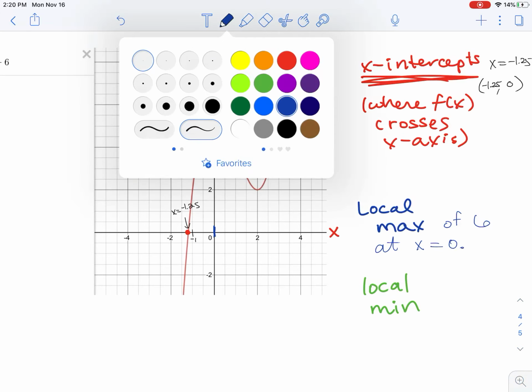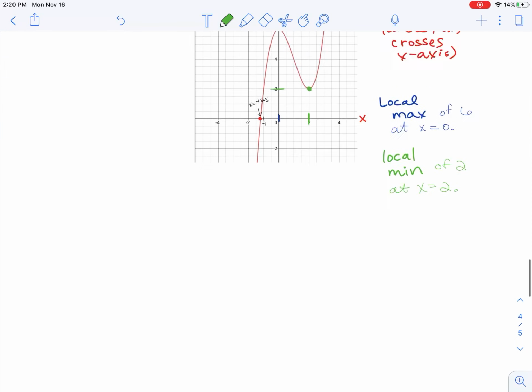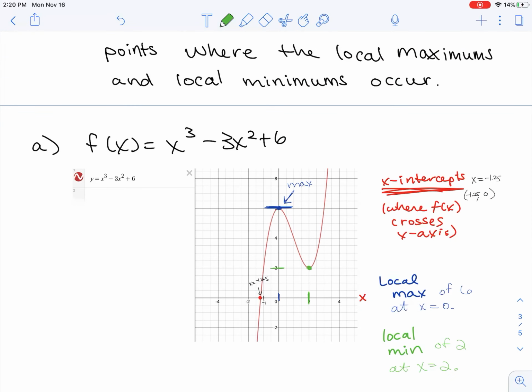So let's look at our local minimum now. Remember, a local minimum is like a valley. Here's the point of our valley, and we see that our value of y is 2. So our local minimum of 2 is at x equals 2. And that's how we would write it as well. Okay, that's it for our notes for today, and I'll see you in class.